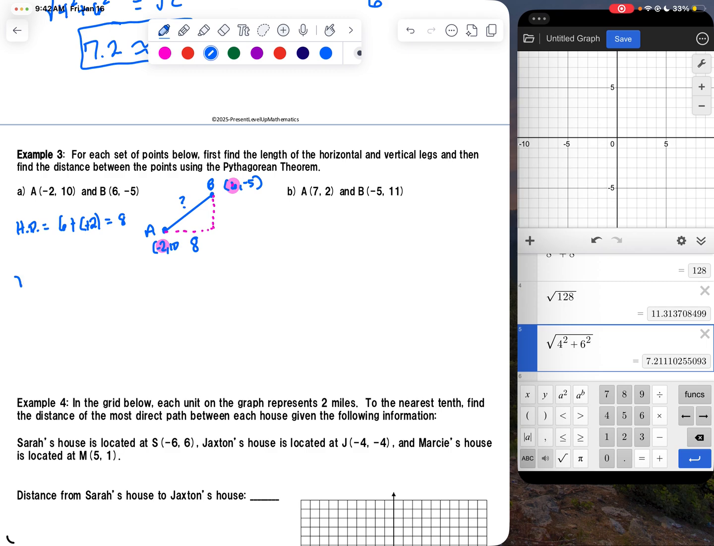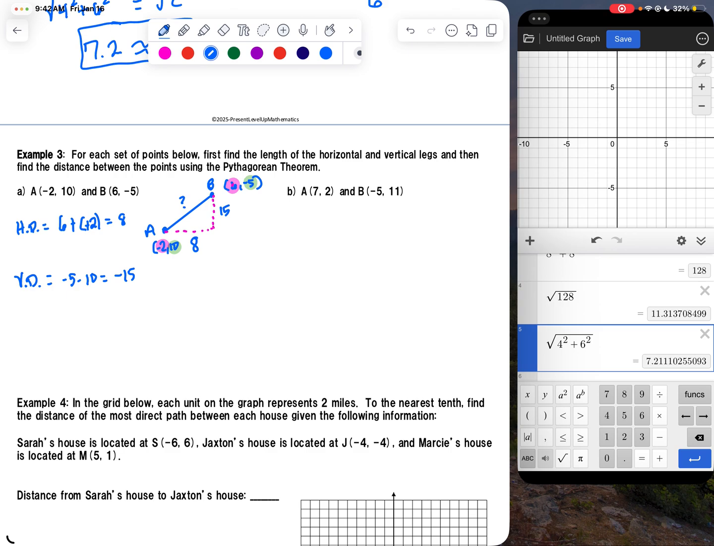Now, your vertical distance, I'll do it the same way, but this time I'm going to subtract my y values. So remember, I'll start with point B. Take negative 5 and subtract 10. Now, when I do that, I get negative 15. However, remember, distance can never be negative, so we're taking the absolute value of that. So the absolute value of negative 15 is positive 15. So our distance is 15 units, all right?